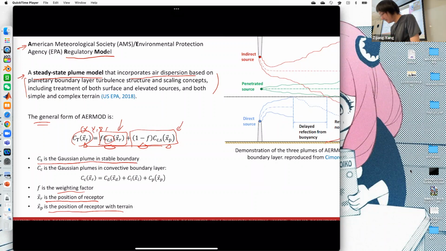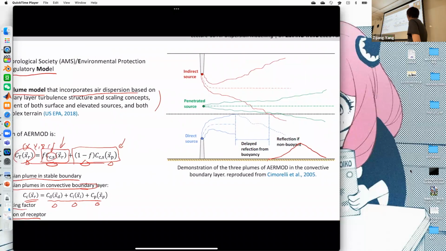For CS, it is the Gaussian plume model under stable boundary conditions. And for the CC, it refers to the Gaussian plume model in convective boundary layers. So we have different types of boundary layer. The stable boundary layer is relatively simple, so we only have one Gaussian plume model for it. But if it is under the convective boundary layer, then this Gaussian plume also has three small Gaussian fields, and they represent CD, CI, and CP.